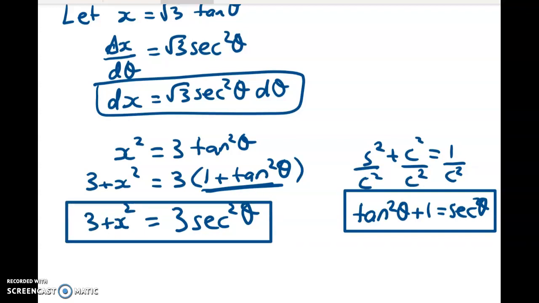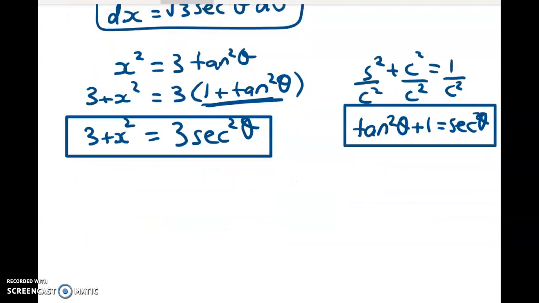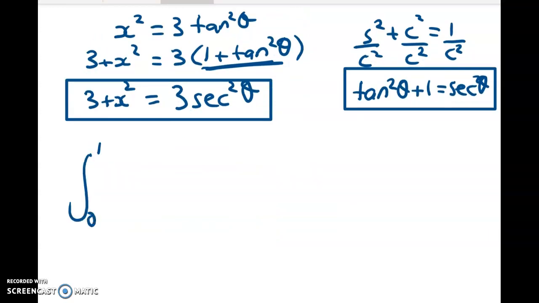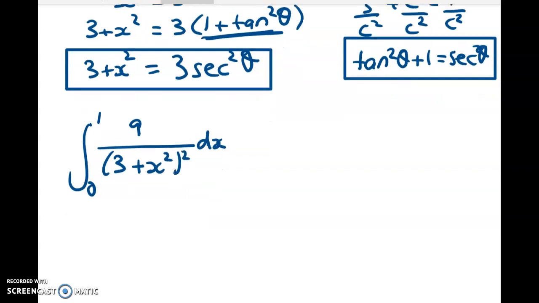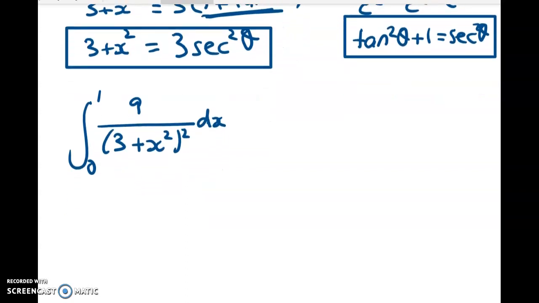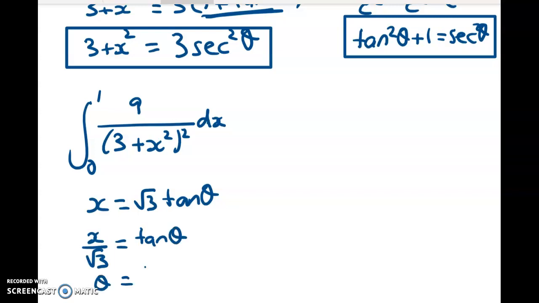So it's time to start transferring everything over into that integral. So the integral we started with went from 1 to 0 of 9 over 3 plus x squared dx. Sorry, the last thing I've got to do, of course, is fix up my limits. So we've got x is equal to √3 tan theta. So we need to find theta as a function of x. So x over √3 is equal to tan theta, giving us theta is equal to tan inverse, so the angle whose tan is x over √3.